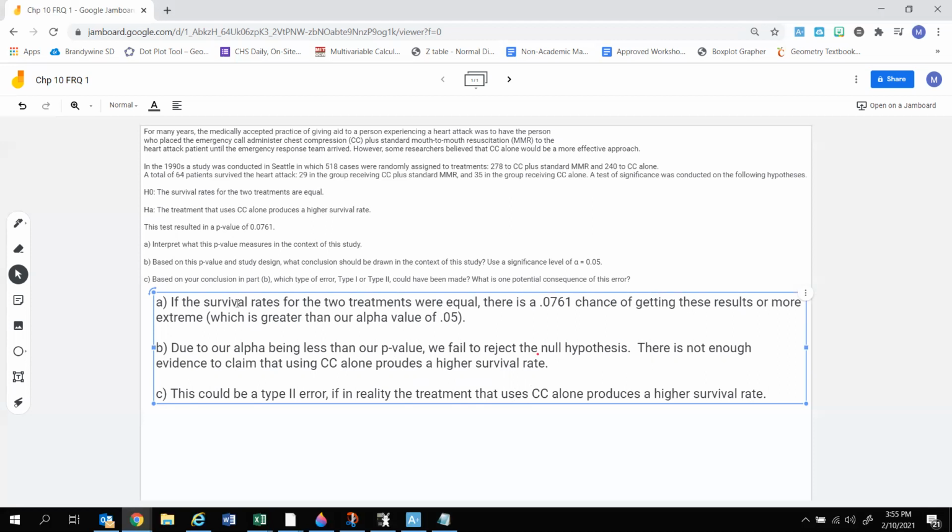One potential consequence of this error, this is where you have to kind of come up with something. As long as it seems reasonable, they let it go. I would personally say one consequence of this error is that you're not getting as high of a survival rate as possible.